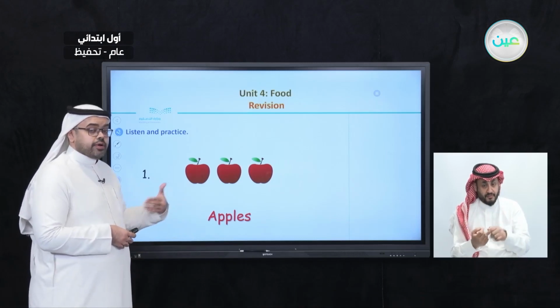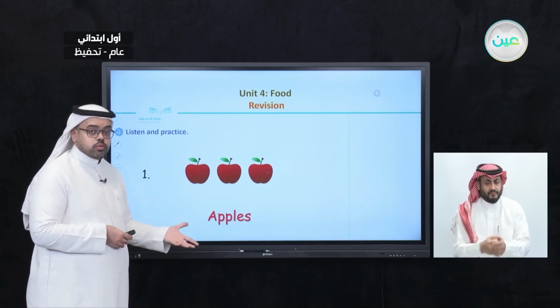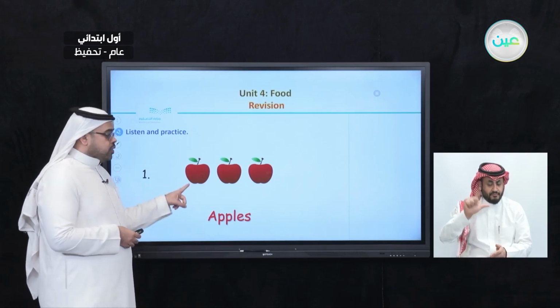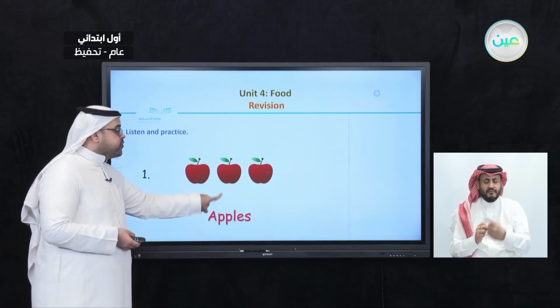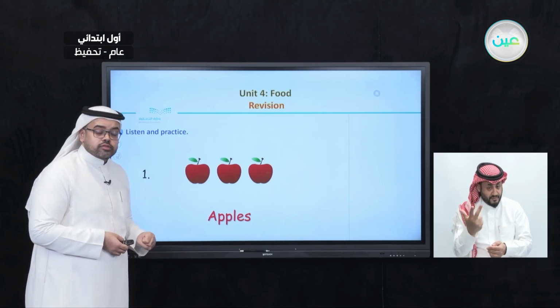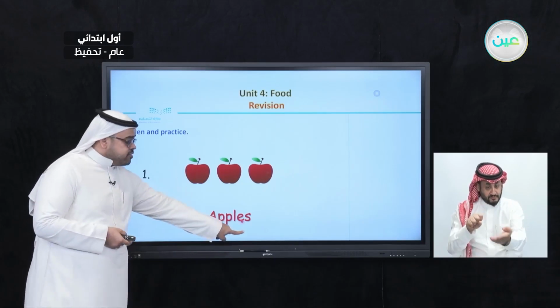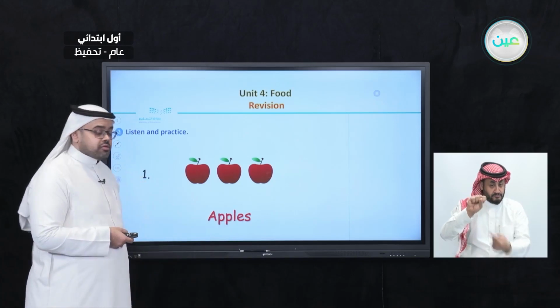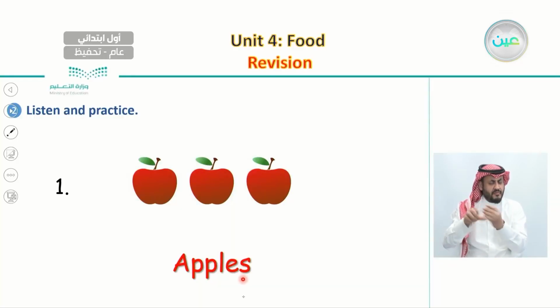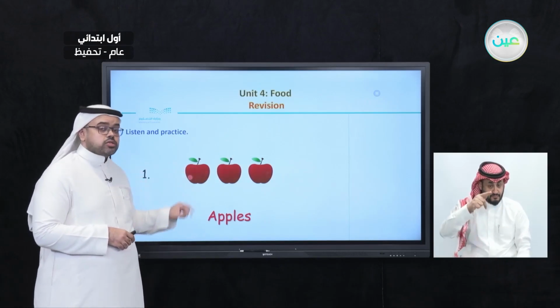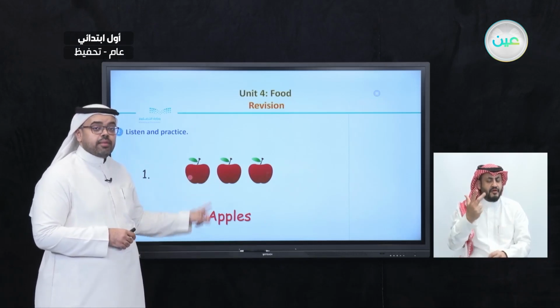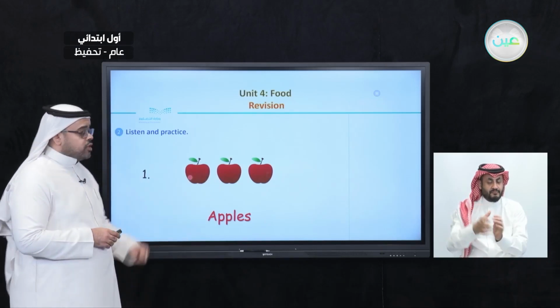Now it is time to practice what we call the plural words. Before, we talked about only one apple and we said apple. But now since we have three of them, we would say these are apples. You see here that we added the letter S because these are three, not one apple. So with only one, we would say apple. But with three, we say apples.